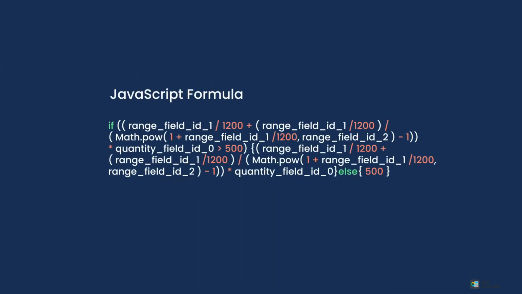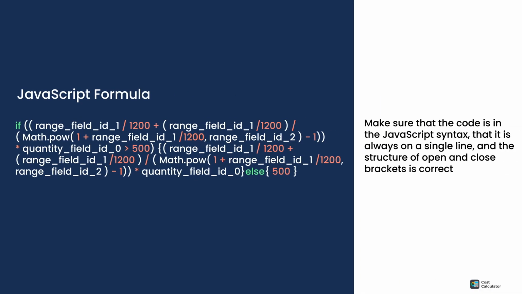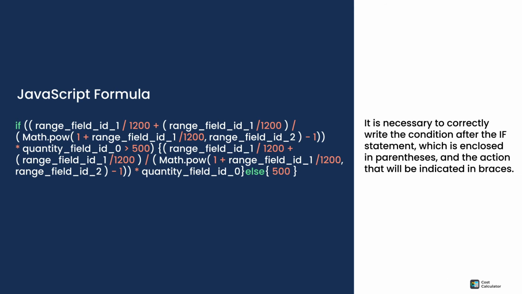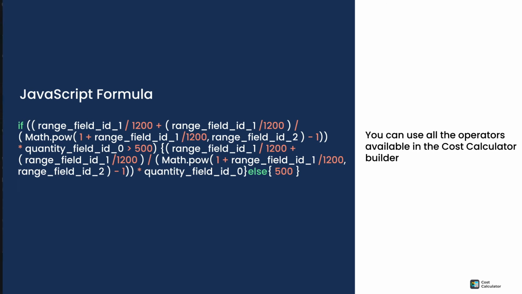Also, you can add any conditional JavaScript code to the calculator formula field. When creating a conditional formula, make sure the code is in JavaScript syntax, that it is always on a single line, and the structure of the open and close brackets is correct. It is necessary to correctly write the condition after the if statement, which is enclosed in parentheses, and the action that will be indicated in braces. You can also use all the operators available in the cost calculator builder.